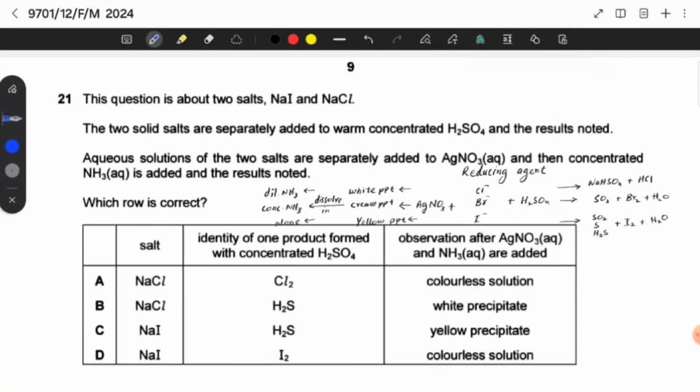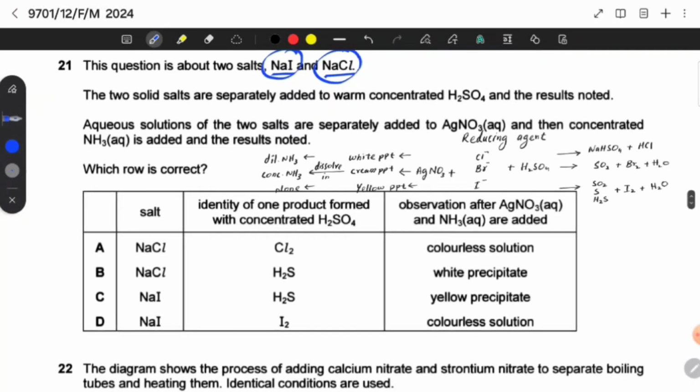In this video, we will cover the second half of our A levels chemistry P1 2024 paper, and let's start with question number 21. Alright, so this question is about two salts, sodium iodide and chloride. The two solid salts are separately added to warm concentrated sulfuric acid. So first of all, we will check how these two will react with sulfuric acid.